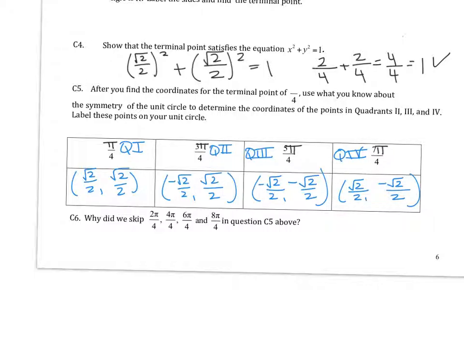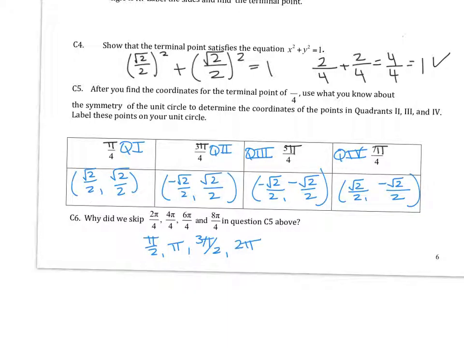And this last question, C6, why do we skip 2 pi over 4, 4 pi over 4? We kind of went through that before. This one reduces down to pi over 2. That reduces to pi. This reduces to 3 pi over 2. And that last one reduces to 2 pi. So we already actually know what the terminal points for all of those are.